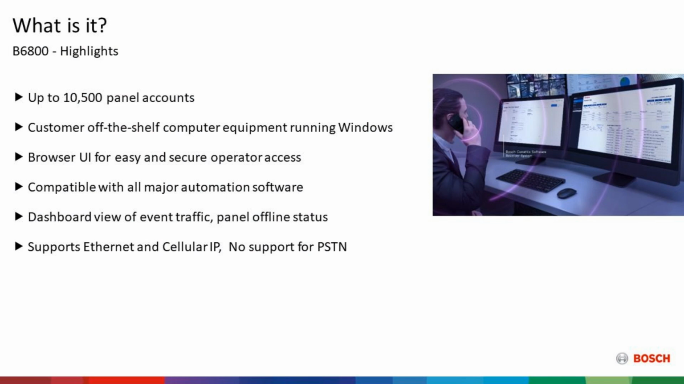We have a new version of that that's coming out in the spring. Actually, it'll still be winter, coming out in February. The B6800, that it's IP only. It'll handle up to 10,500 accounts. Your customer will put it on their own hardware. Up until now, you'd have to buy hardware from Bosch, but we're no longer going to do that.